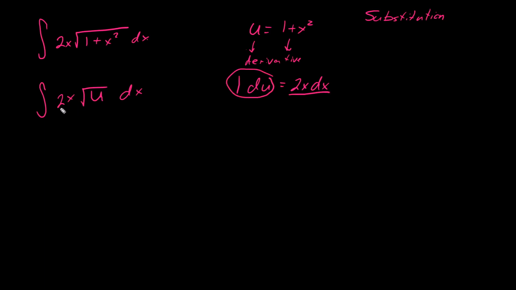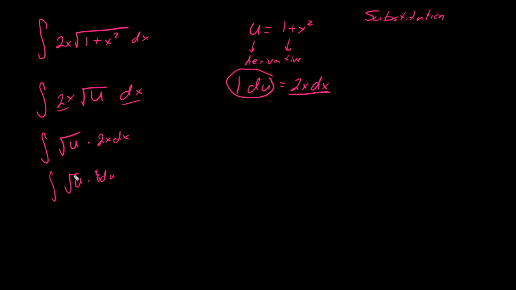And guess what we have? 2x dx. So the integral of square root of u times 2x dx becomes the integral of square root of u times 1 du. And I don't really need the 1 anymore.